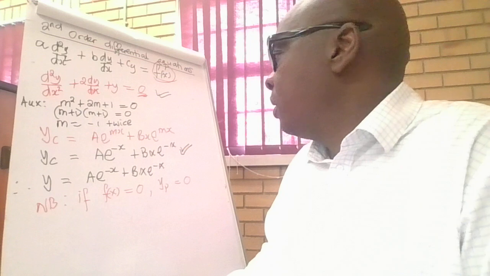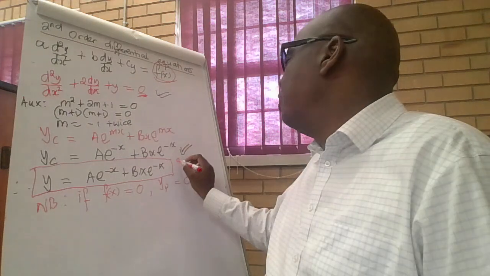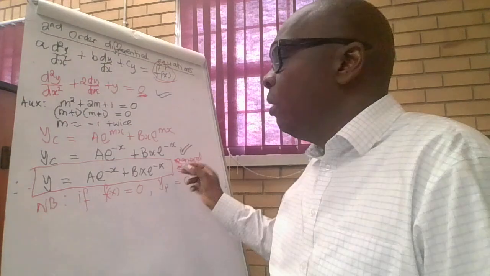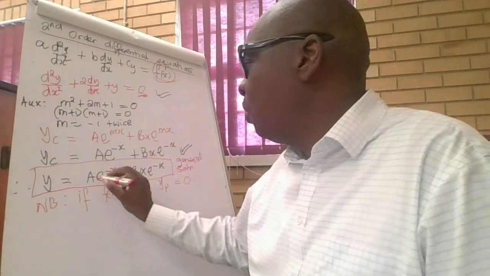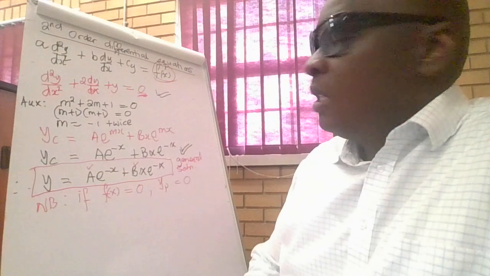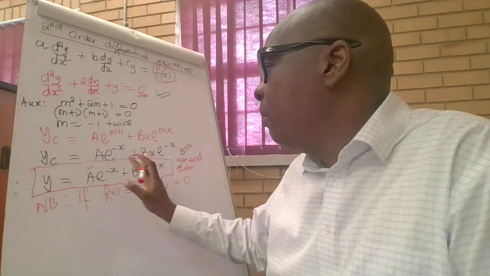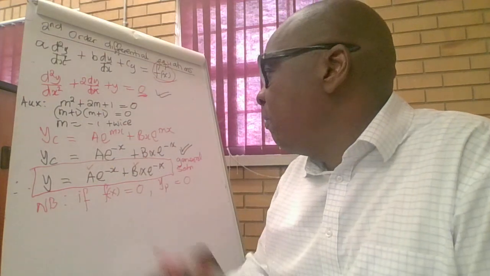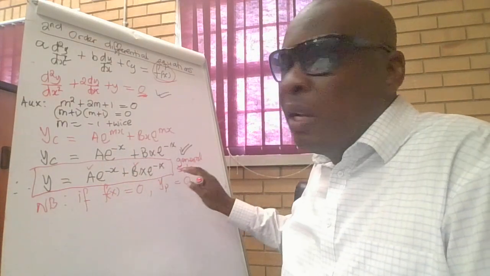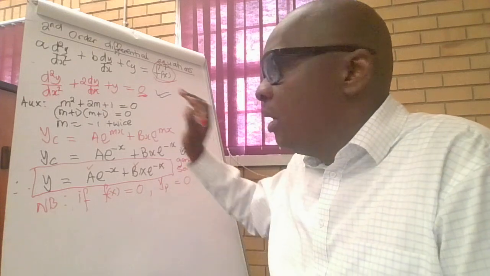And I also want you to note that this solution that we found here is actually a general solution. The reason why we call this a general solution is because we are not given in this particular question the conditions to find that capital A and capital B. It is possible that we can be given conditions to find A and B. And if we find those capital A and B, then that solution ceases to be a general solution, but it becomes what we call a unique solution or a particular solution for that differential equation.